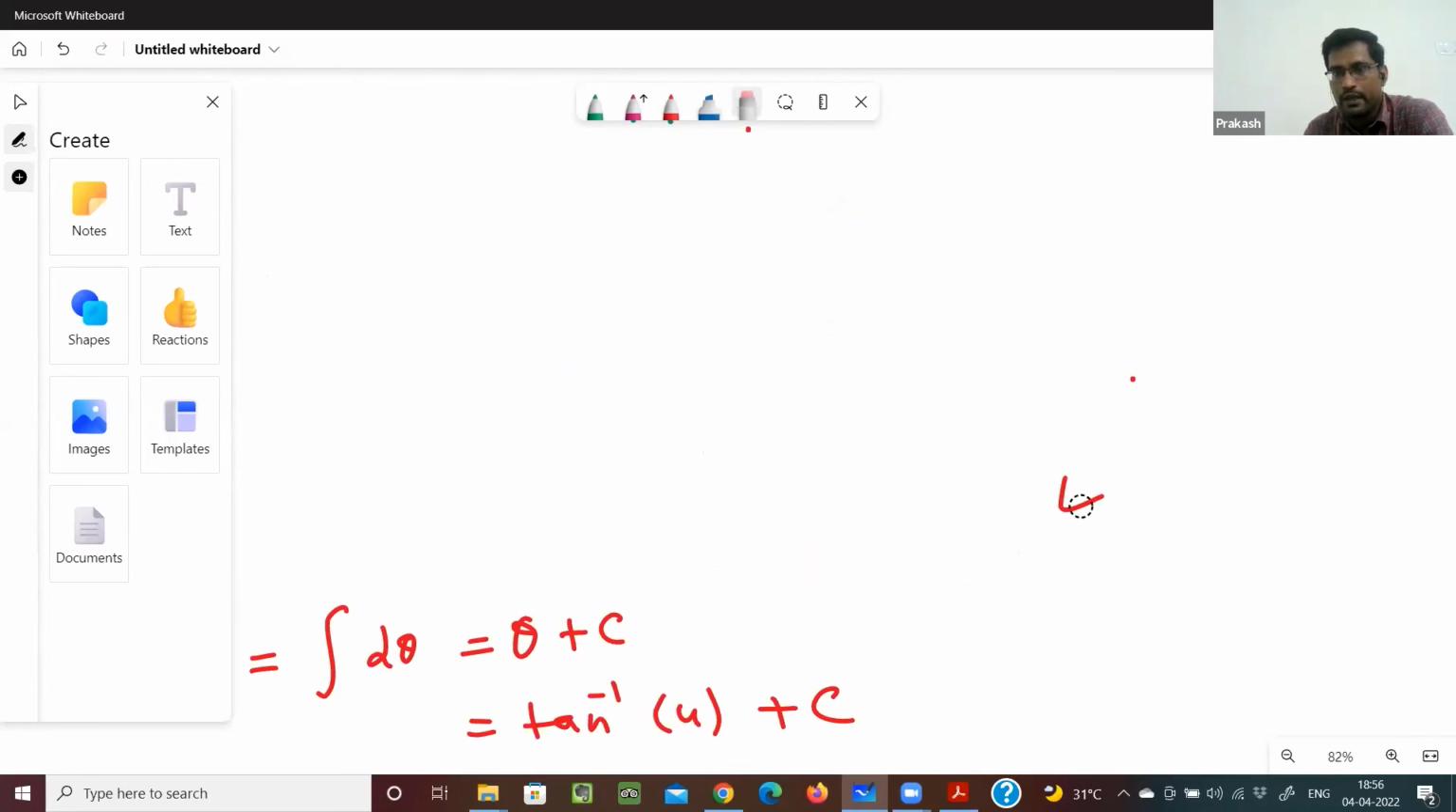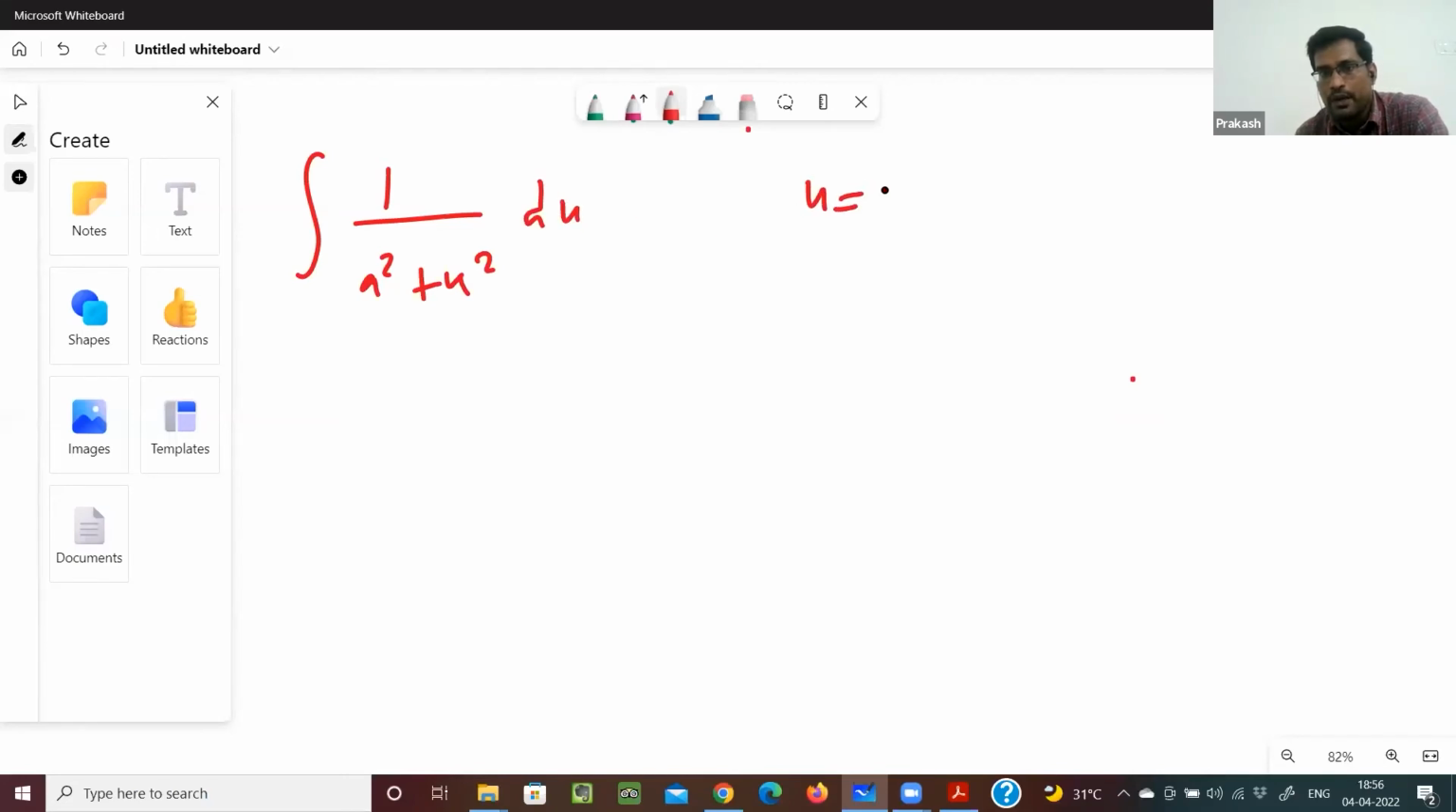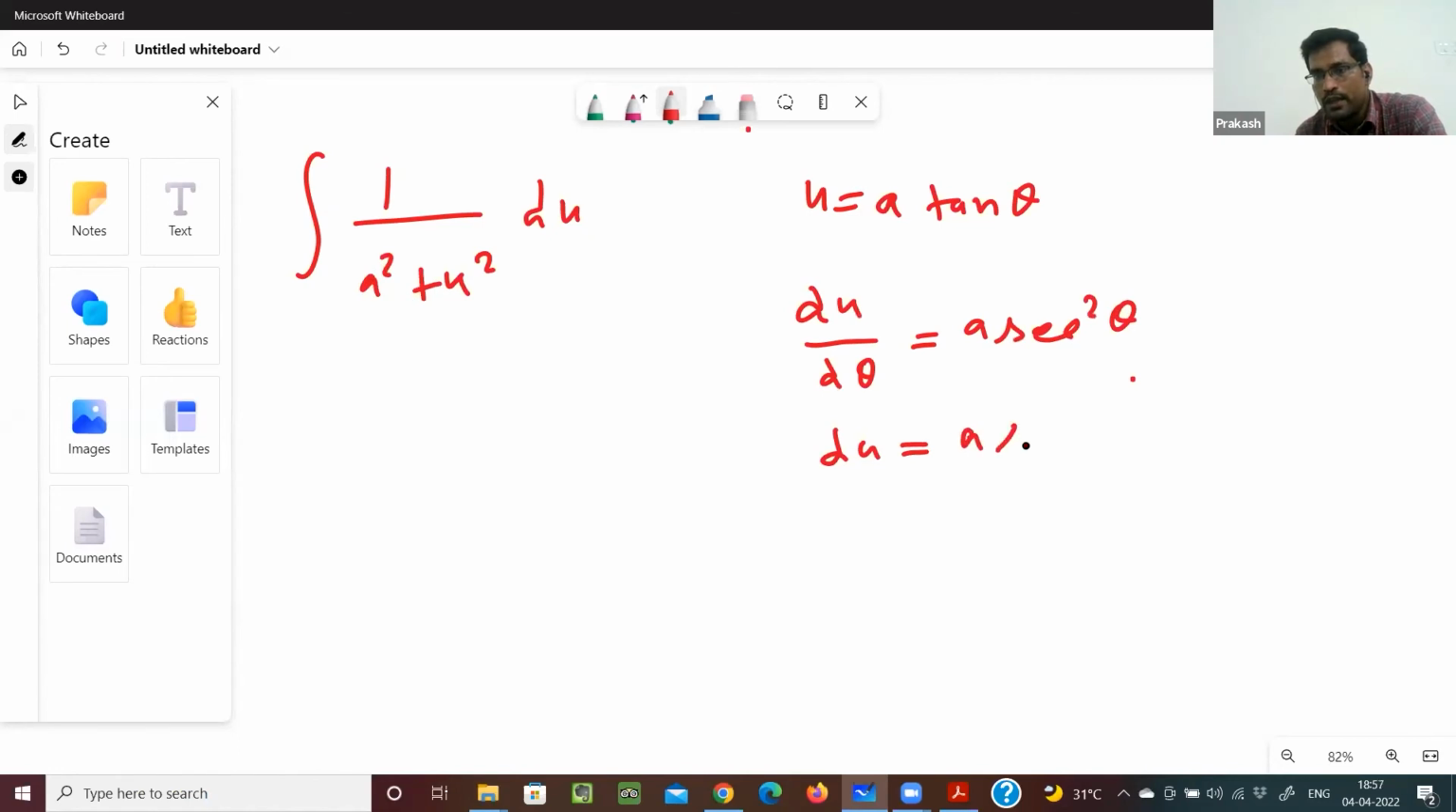Everything else I gave in the PowerPoint presentation, but you need to know the tricks and the idea, which is why I'm using this whiteboard. Here we need to take u equal to, because in the previous one a equal to 1, but this is a more general case, a into tan theta. Then du by d theta equals a into secant square theta, so du equals a into secant square theta into d theta.